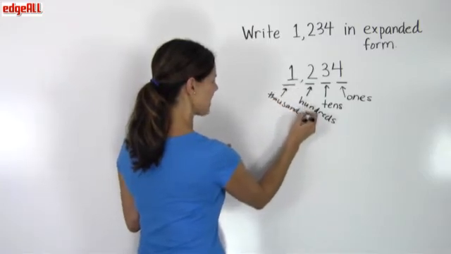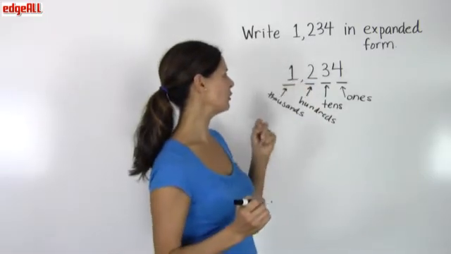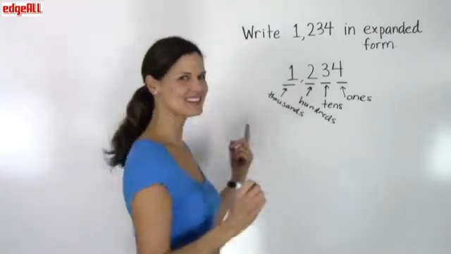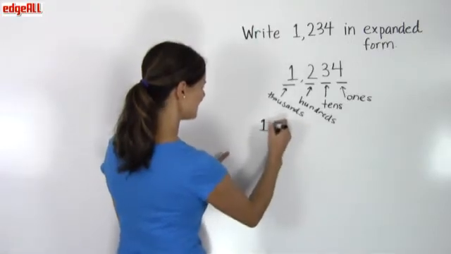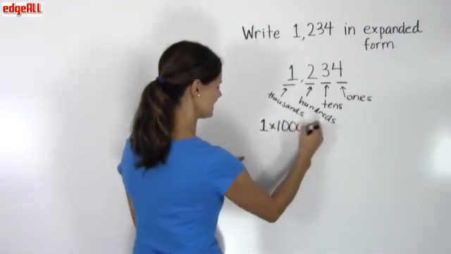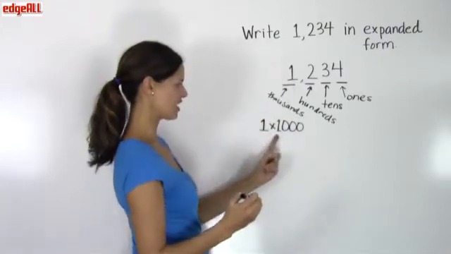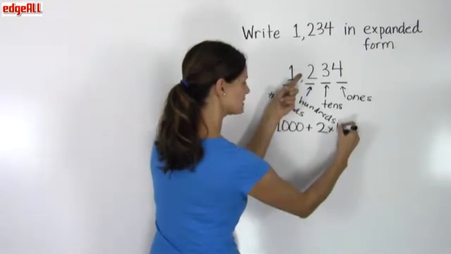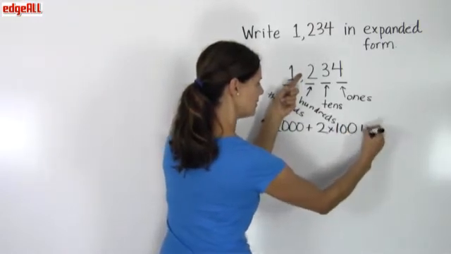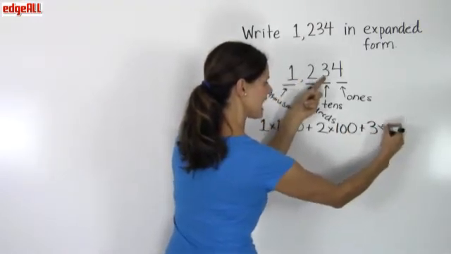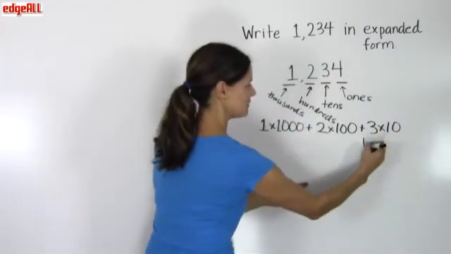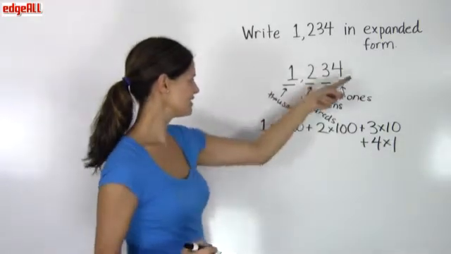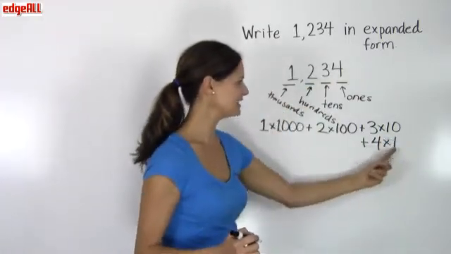And so if I am to write this number 1,234 in expanded form, it looks something like this. 1 times 1,000, because the 1 is in our thousands place, plus 2 times 100, plus 3 times 10, and then plus 4 times 1. So each of these numbers multiplied by its place.